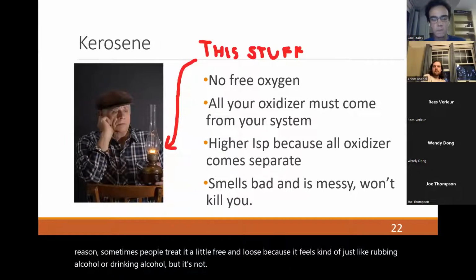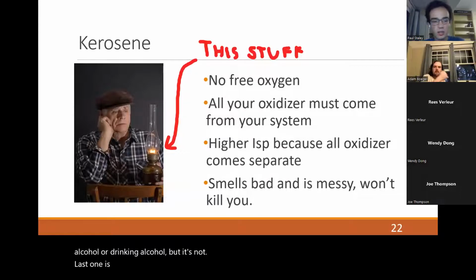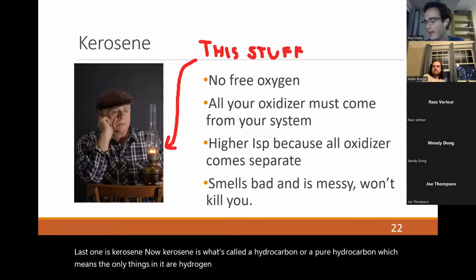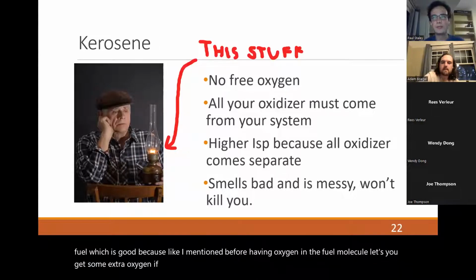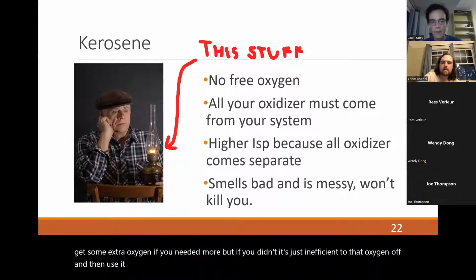Last one is kerosene. Now, kerosene is what's called a hydrocarbon, or a pure hydrocarbon, which means the only things in it are hydrogen and carbon. You don't get any oxygen baked into the fuel, which is good because, like I mentioned before, having oxygen in the fuel molecule lets you get some extra oxygen if you needed more. But if you didn't, it's just inefficient to rip that oxygen off and then use it again to burn the fuel. So because it doesn't have to do that, it has a higher ISP.